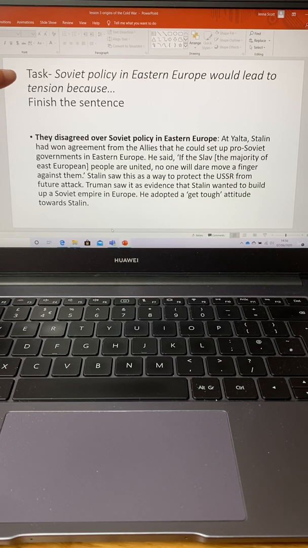And then Soviet policy, remember that's Russia. Soviet policy in Eastern Europe would lead to tension because, again, read that little bit of information. So we're just looking for 3 sentences. The sentence starter is always there.